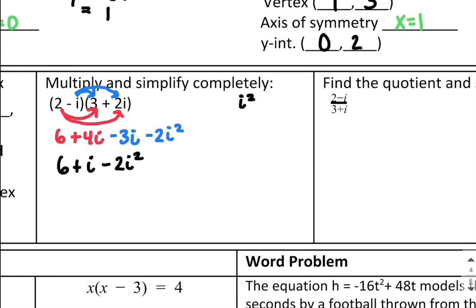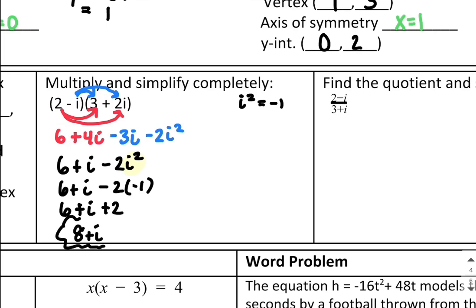If I ever see i squared, I need to change it. If I can change an imaginary number into a real number, I want to do that. So when I see i squared, I know that's -1. So this i squared here, I'm going to change to -1. So I'm going to rewrite this as 6 plus i minus 2 times -1. That's 6 plus i, plus 2, which gives me 8 plus i. So the answer to this one is 8 plus i.